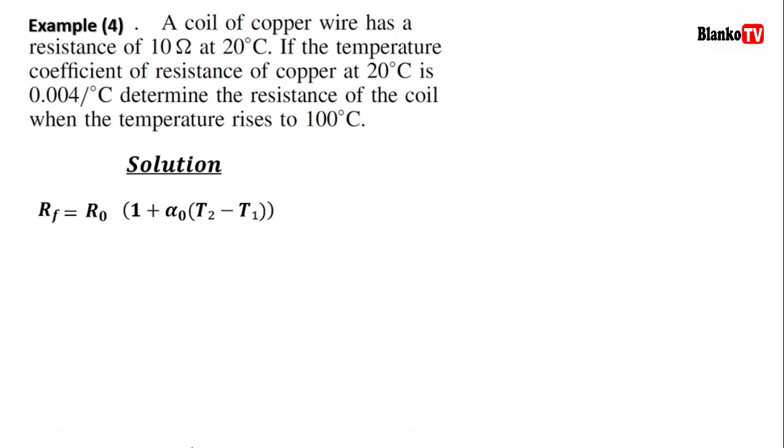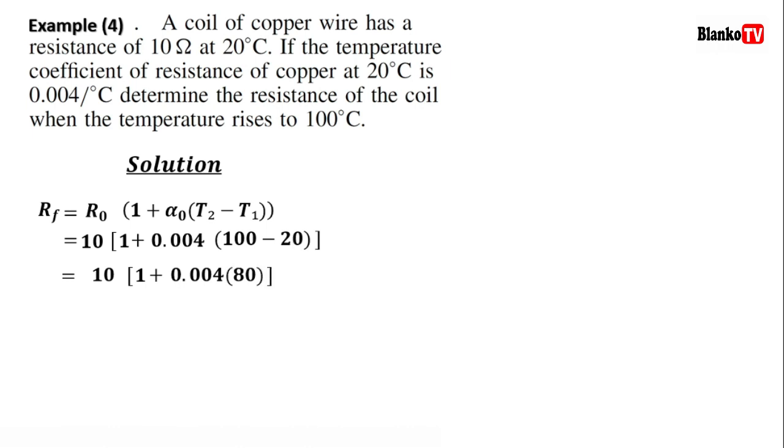All right, so let's substitute the values. So we have 10 multiplying into bracket 1 plus 0.004, which is alpha, multiplying 100, which is the final temperature, minus 20, which is the initial temperature. I hope you are following it. So we have 10 multiplying 1 plus 0.004. Now 100 minus 20 will give us 80.